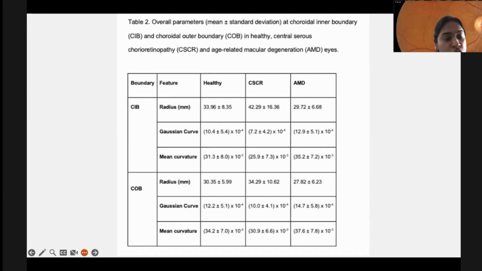So this figure is showing our results. Broadly, we see that the radius of curvature is maximum in central serous chorioretinopathy and minimum in age-related macular degeneration, whereas it's the opposite trend for Gaussian curvature and the mean curvature. So CSCR has the least and AMD has the maximum Gaussian curvature as well as the mean curvature. And this is the same trend for the choroidal inner boundary as well as the choroidal outer boundary.